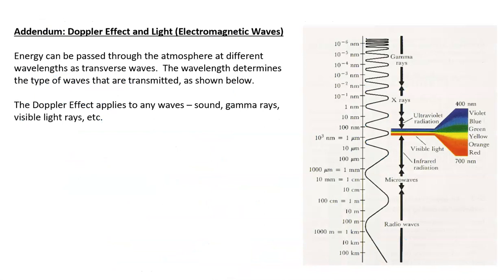Finally, the last thing I just want to really briefly point out, and it was shown in the previous video that I've linked in this video's description, the Doppler effect in light. And so as noted, that energy can be passed through the atmosphere at different wavelengths as transverse waves, whereas sound is longitudinal waves. The wavelength determines the type of waves that are transmitted as shown on the right here. And so the Doppler effect doesn't only apply to sound waves, it applies to any waves that we see here.